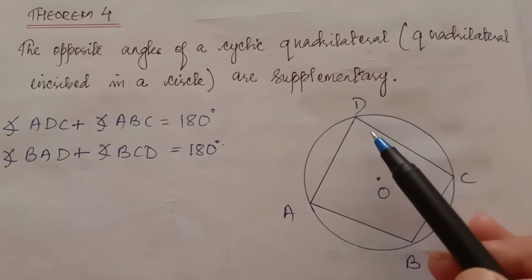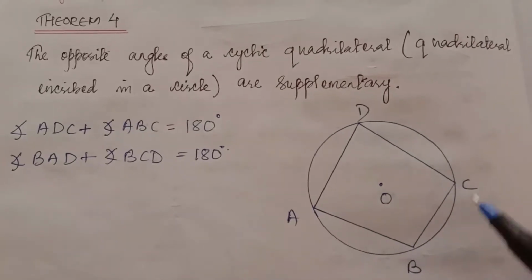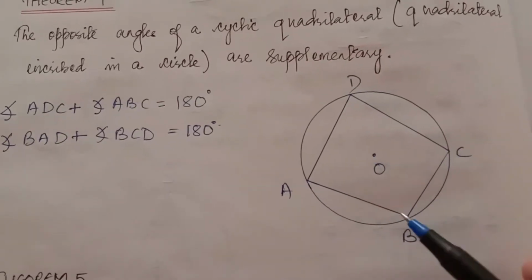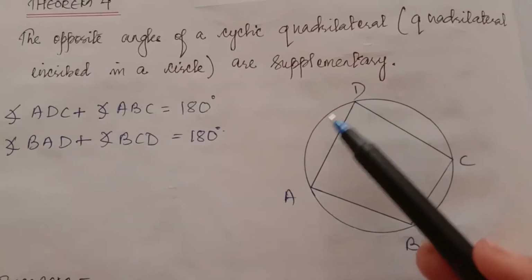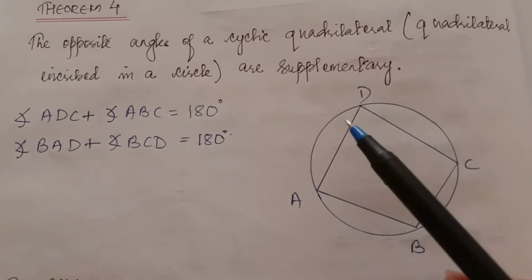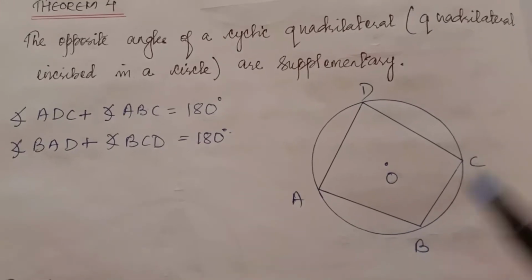Okay, this is inside the circle. So this is called a cyclic quadrilateral. Each vertex of the quadrilateral must lie on the circumference of this circle. Okay, then only that quadrilateral is called a cyclic quadrilateral.